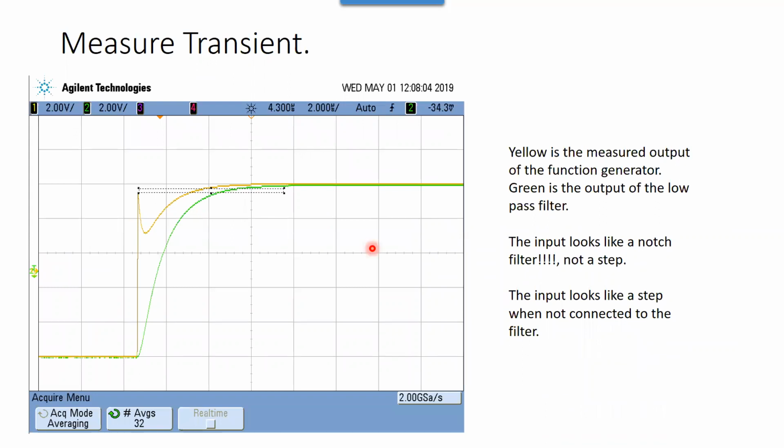Well, then, instead of measuring it sine wave by sine wave, I put in a step function. And yellow is the output of the function generator. And I don't know if you noticed, but that doesn't look like a step, right? What is that, right? Oh, this looks like a step response of a low pass filter, but that input does not look right. Okay. Well, what happened?